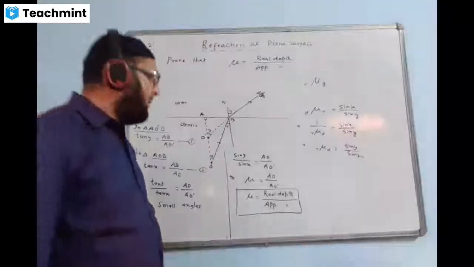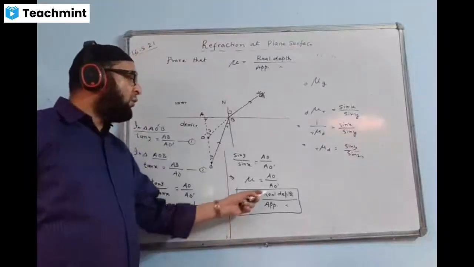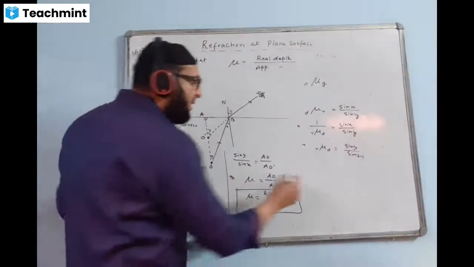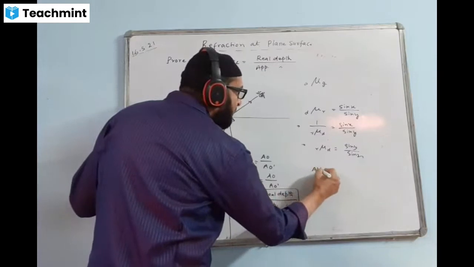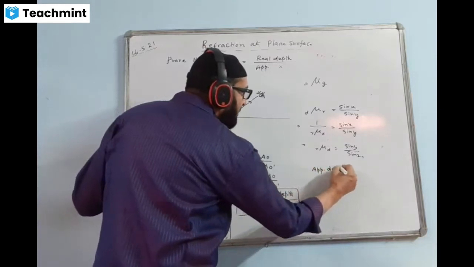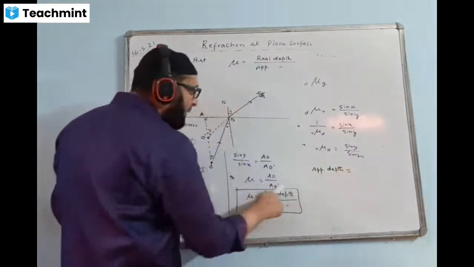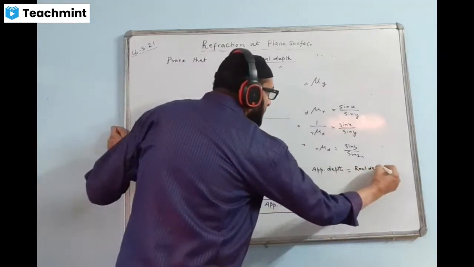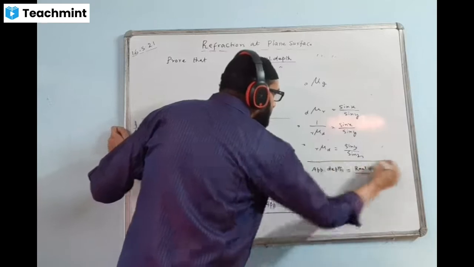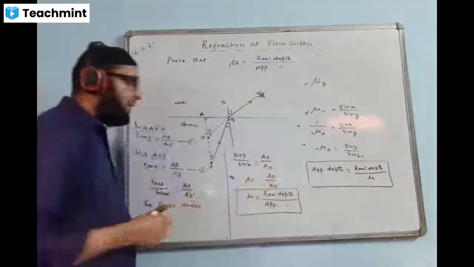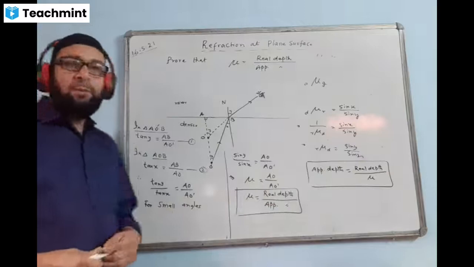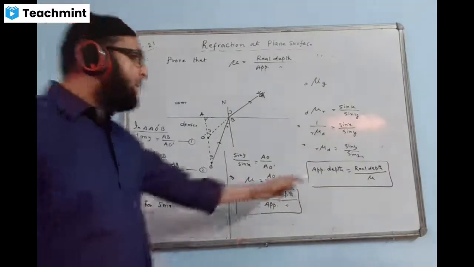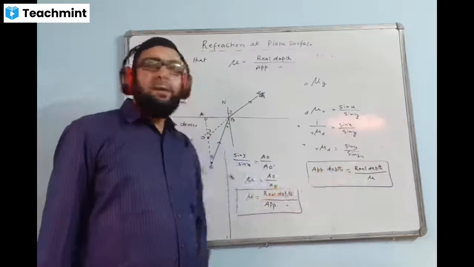Now we have the formula mu is equal to real depth by the apparent depth. One thing you can see: if I make apparent depth the subject of the formula, what will be the value of apparent depth? Apparent depth will come out as real depth upon mu. So this also becomes a formula. From here only we are getting: apparent depth will be equal to real depth upon mu. That means apparent position will be equal to real position divided by mu.